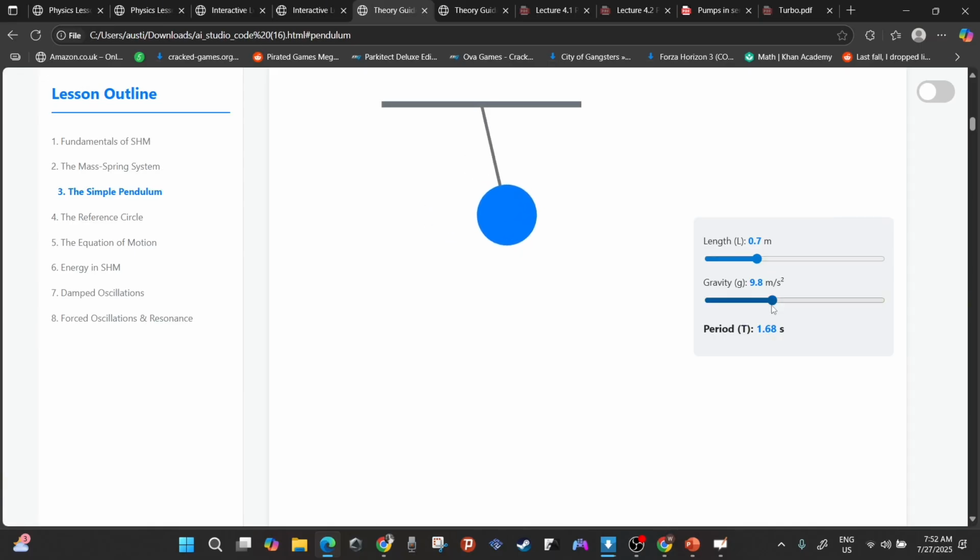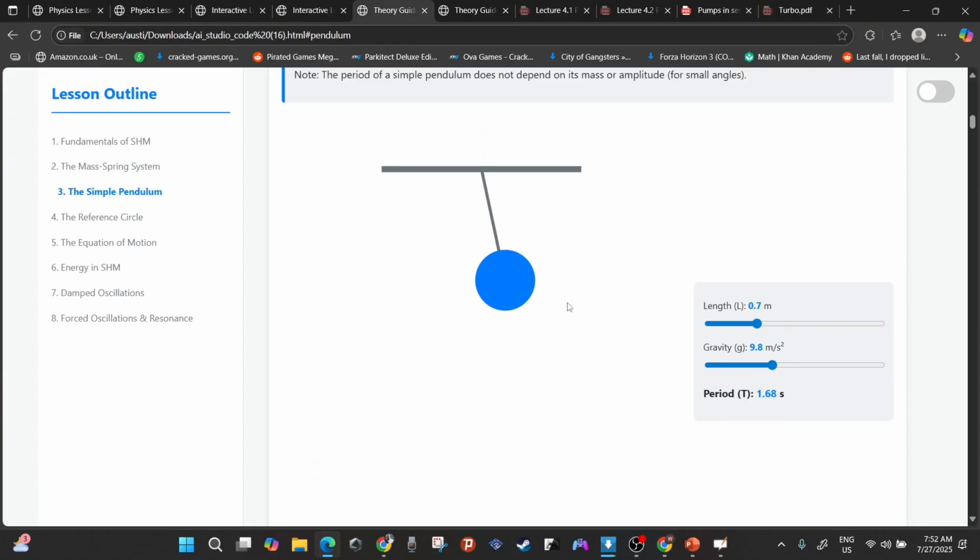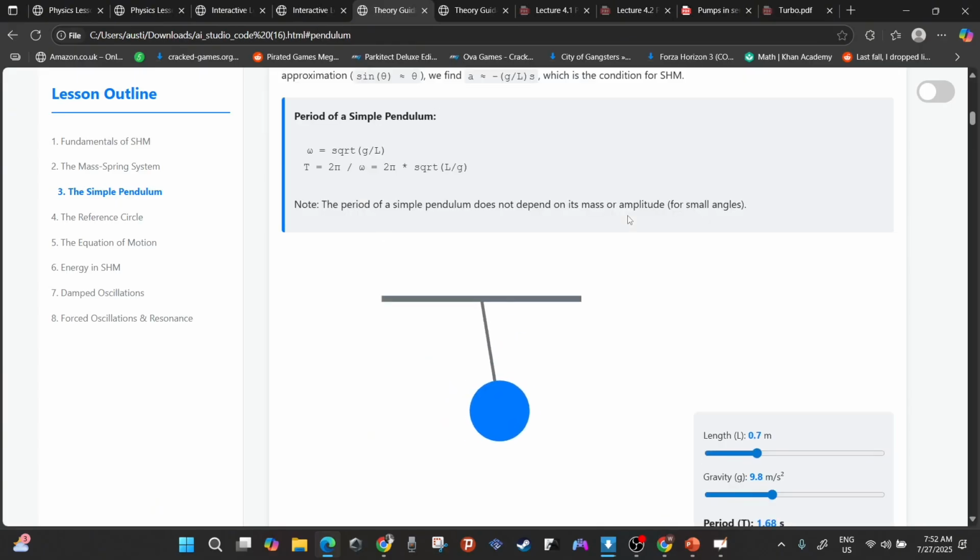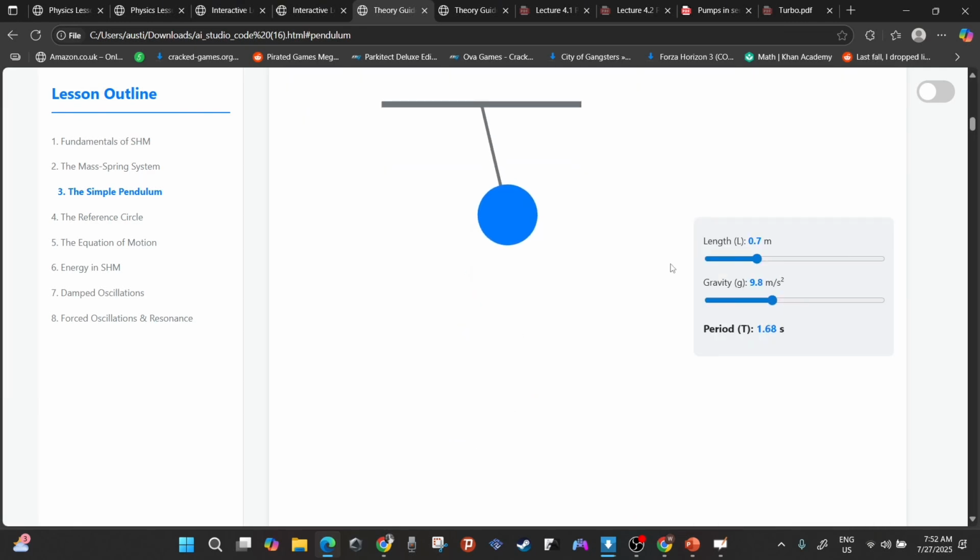But yeah, we get 1.68 seconds. That's basically almost 4 times less time for it to finish a full oscillation. So that's basically the basis of this simple pendulum. That means gravity is inversely proportional to period, and we can see that in the formula, because it's square root of L over g.